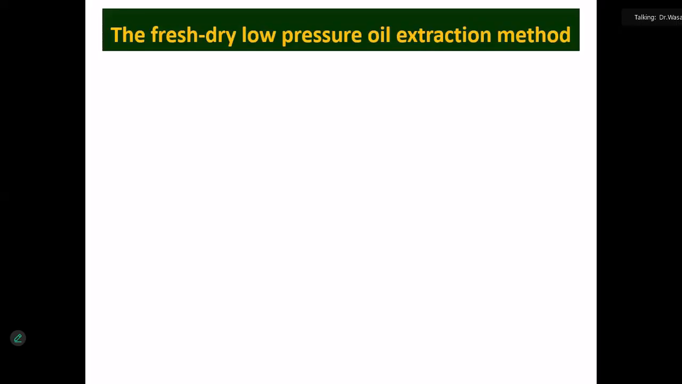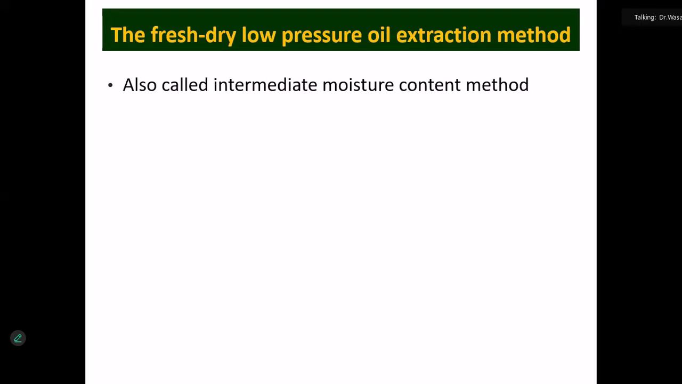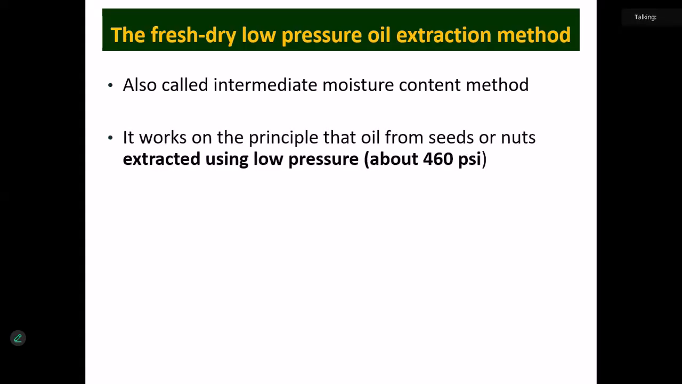Press dry. You can see here, as I mentioned, also called intermediate moisture. You can see what is the principle: using low pressure, 460 psi. P means per square inch, 460 pounds per square inch, pounds. Very low pressure. Okay, we apply low pressure.